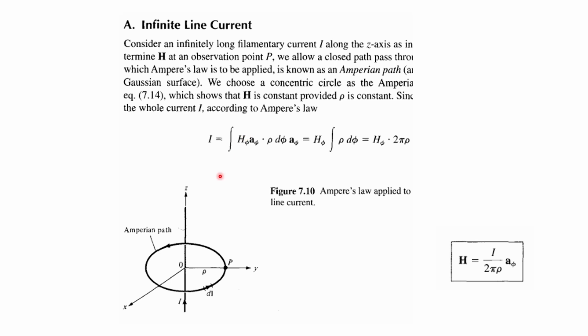So H dot dl is equal to I enclosed. First find I enclosed here. I enclosed is the current I which is enclosed in this wire, and what is the H dot dl? So dl will be nothing but 2 pi rho, suppose this is your R or rho. So H times 2 pi rho is equal to I enclosed. So H will be I divided by 2 pi rho. In this manner also you can calculate.